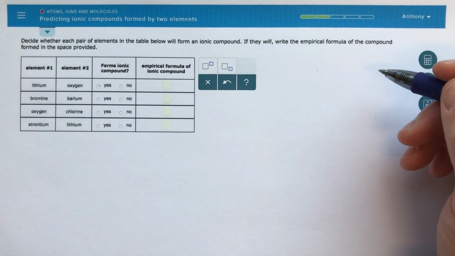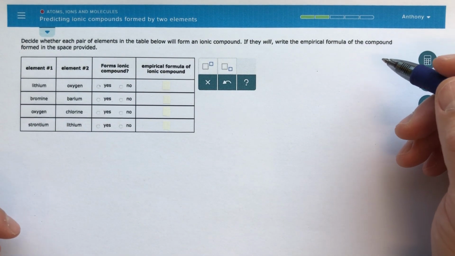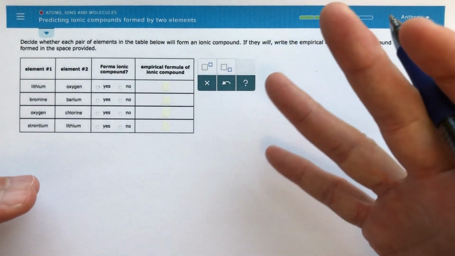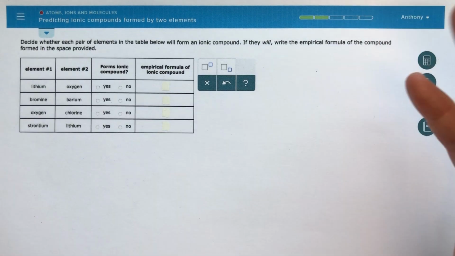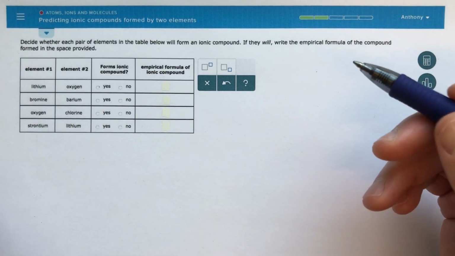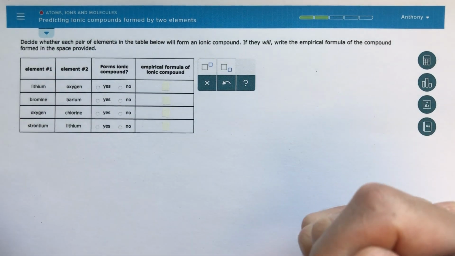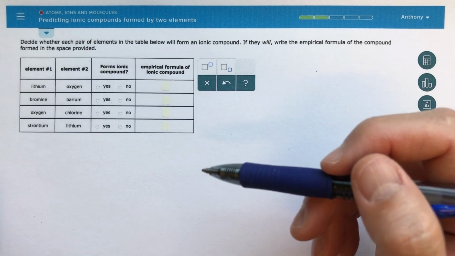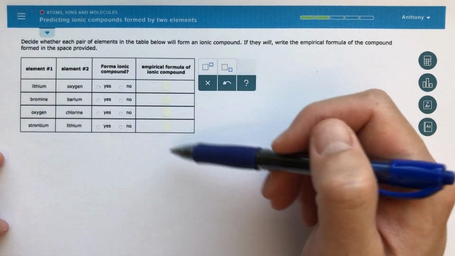This is another ALEKS topic, predicting ionic compounds formed by two elements. This is a nice little topic because it's going to get us to think about what goes into an ionic compound and be able to identify, yes, this will be ionic, or no, it will not be ionic. So the first exercise, and I'm going to do two of these examples just to expose us to a few more examples, is to figure out: will this form an ionic compound? And then if yes, what that empirical formula is.